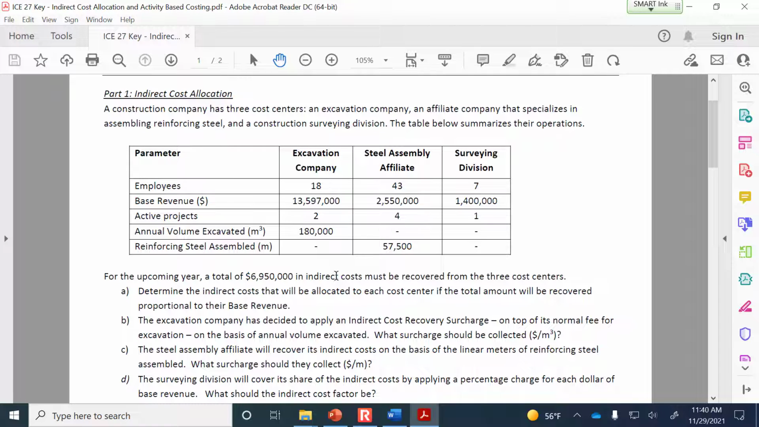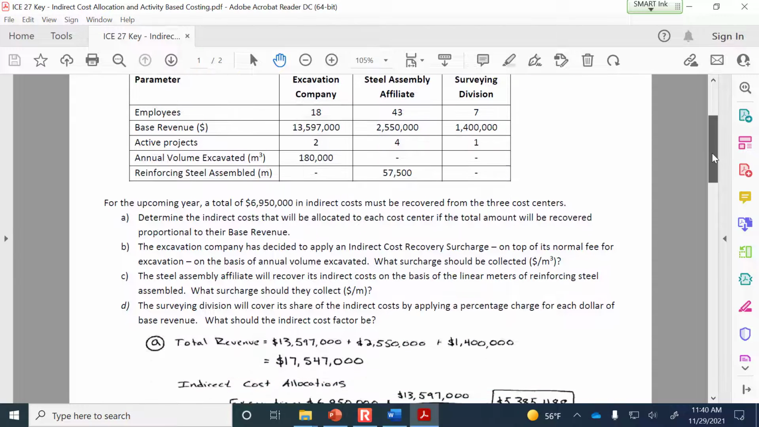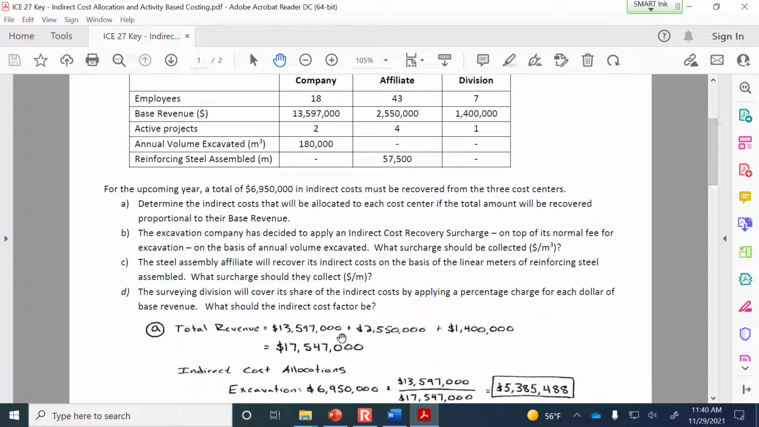Let me show you, give you an idea of where things are headed here. Let me show you the solution to part A, just to help clarify what this method says. And so you find the total revenue of all of the subdivisions, $17.5 million. And so the indirect cost has to be recovered proportional to the base revenue. So what that means, for example, with the excavation company is since they have, let's see, $13.5 million out of 17.5. So here is the proportion of their revenue to the total revenue.